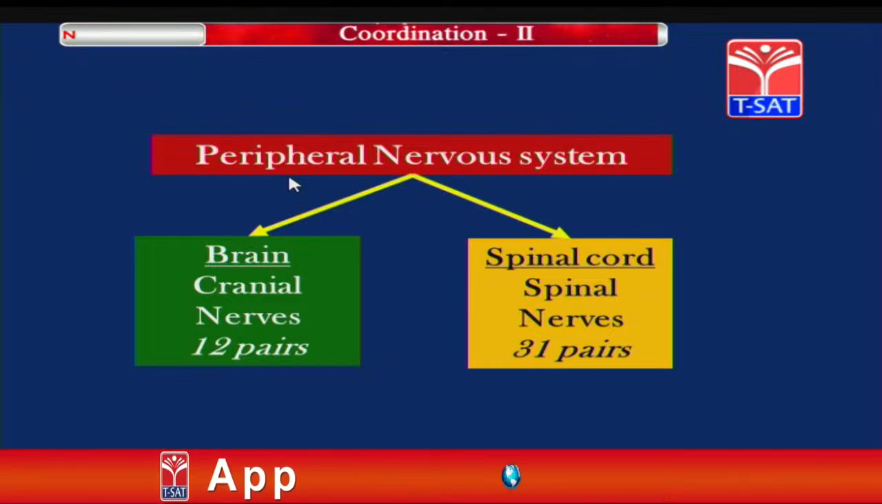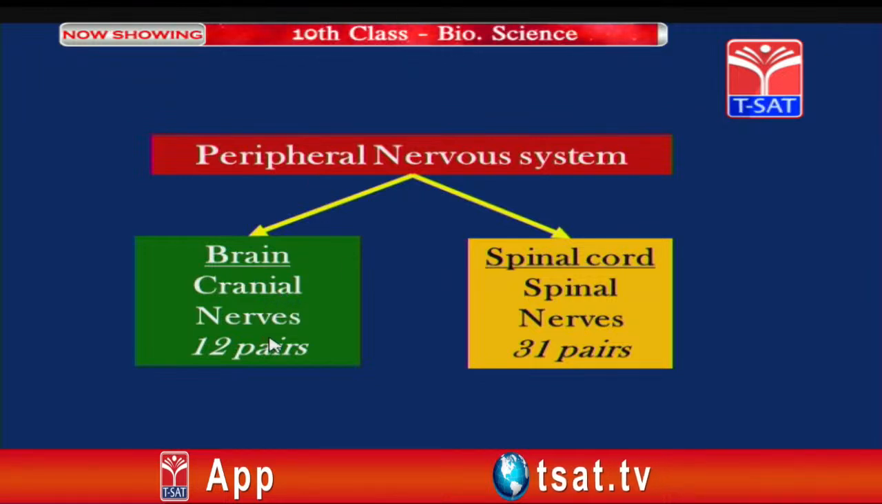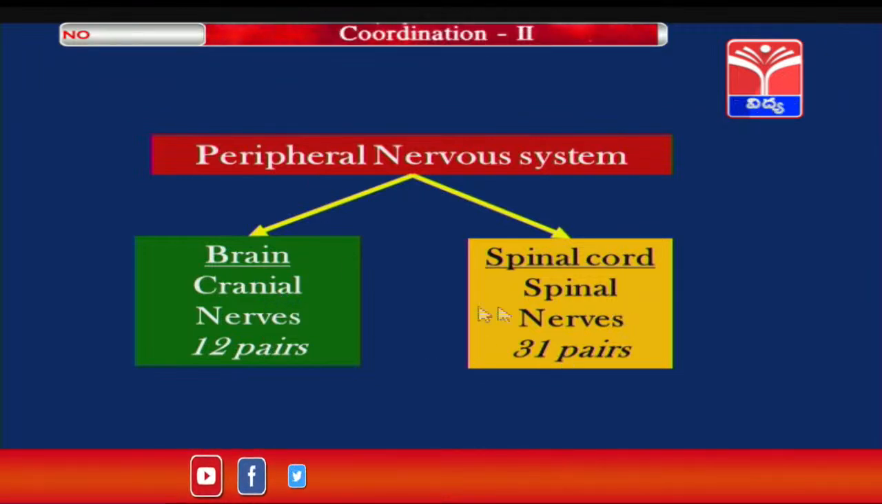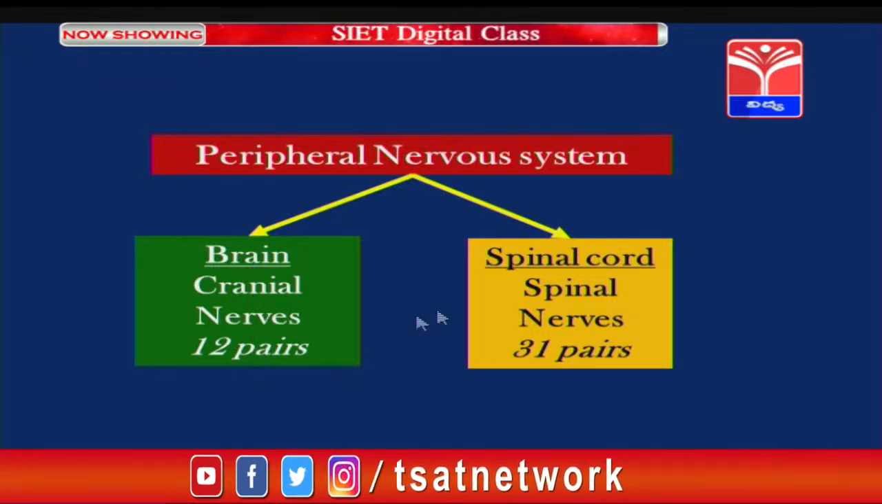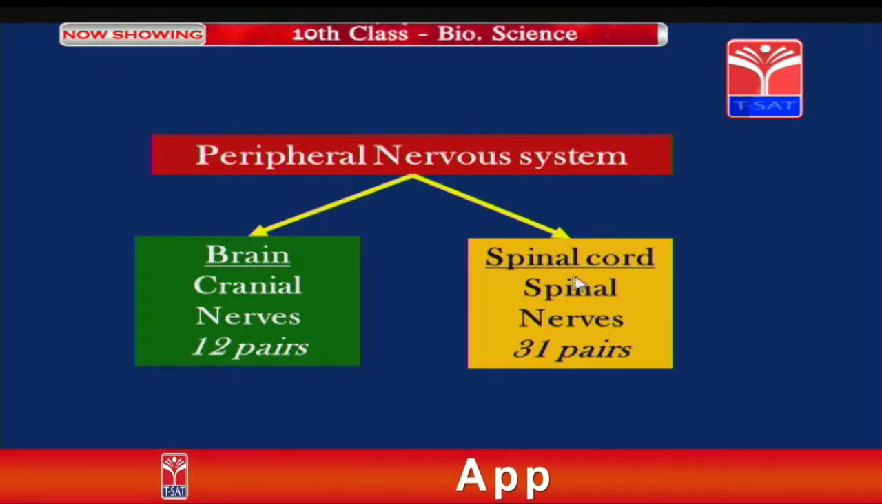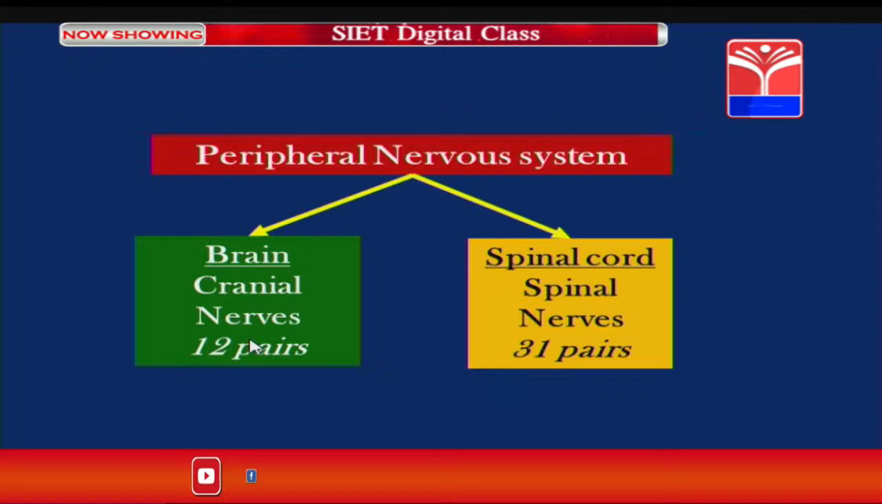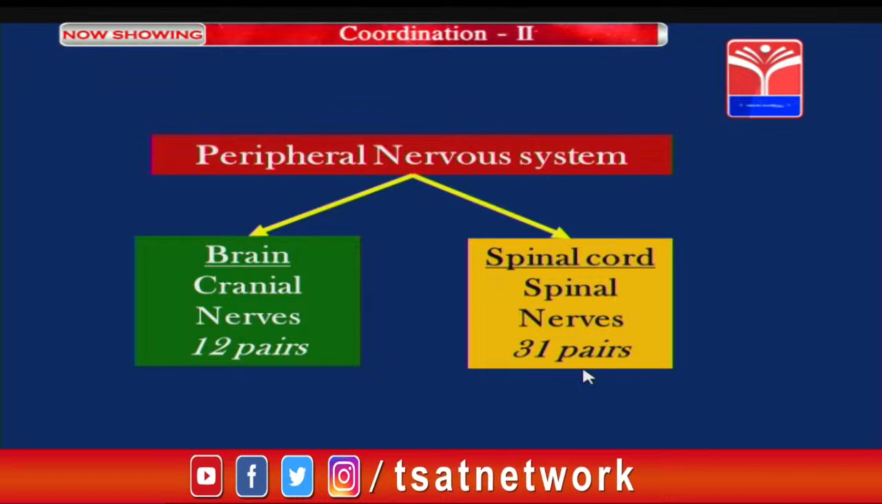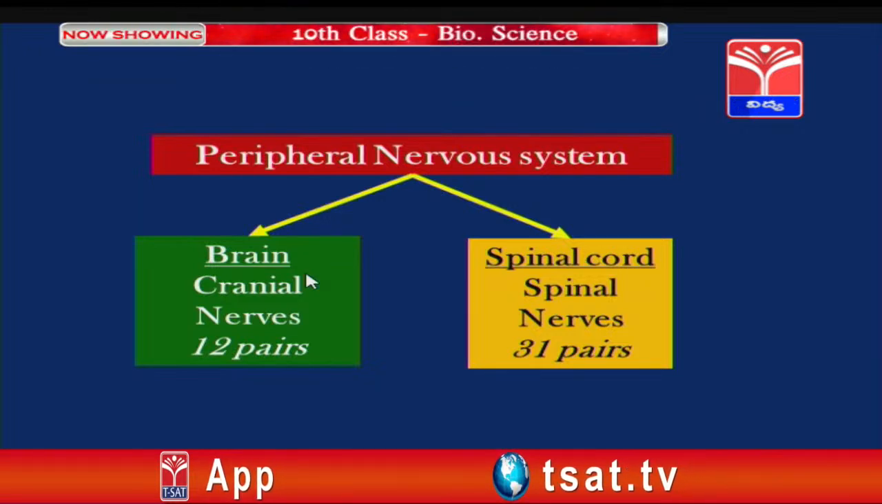So, coming to the peripheral nervous system. The peripheral nervous system is formed by the cranial nerves and the spinal nerves. The cranial nerves are associated with the brain, hence they are called cranial nerves, and the nerves which are associated with the spinal cord are called spinal nerves. In human beings, there are 12 pairs of cranial nerves which emerge or come out of the brain, and there are 31 pairs of spinal nerves that emerge from the spinal cord. So, both cranial nerves and spinal nerves together form the peripheral nervous system.